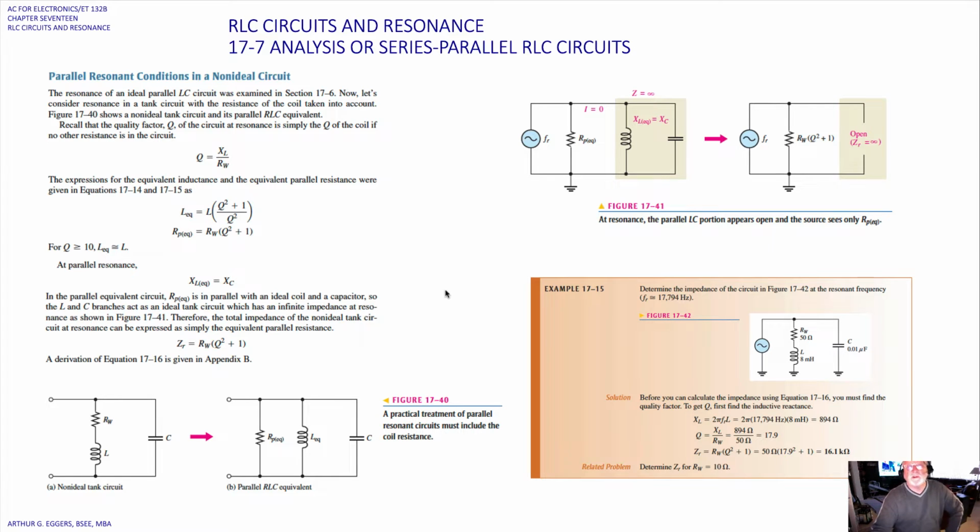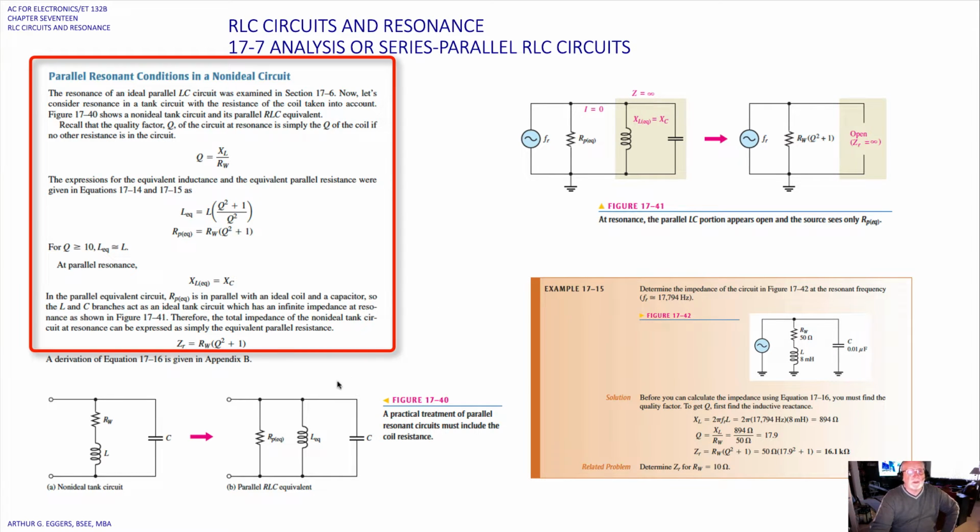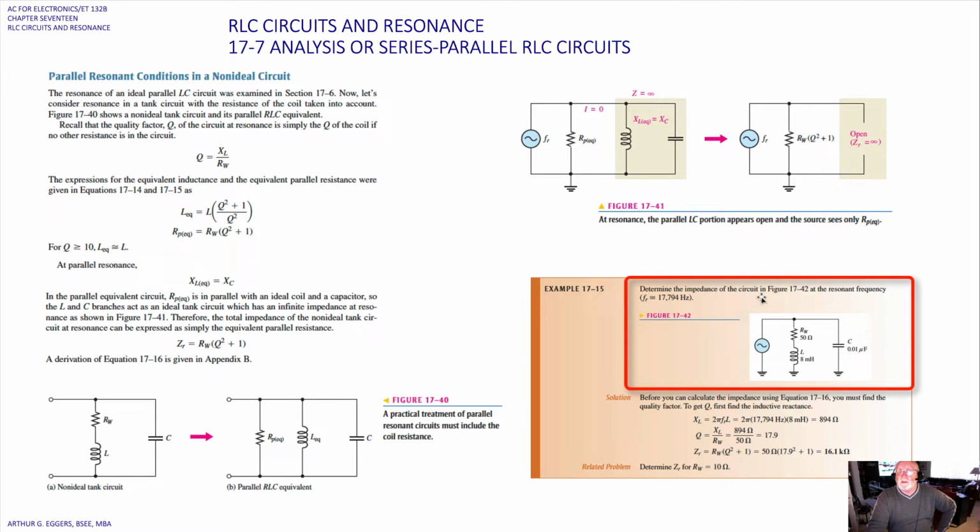So we just continue to develop our relationships as we use them in our studies here of RLC, now series and parallel circuits. If we take a look at this example, determine the impedance of the circuit at the resonant frequency, 17,794 hertz. You can see we've got a non-ideal circuit where we've got the winding resistance and the inductor in parallel with the capacitor.